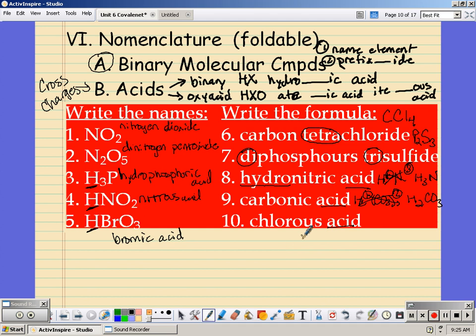Chlorous acid. Ous changes back to ite, so chlorite. You would have hydrogen and ClO2 minus. Cross your charges, HClO2, chlorous acid.